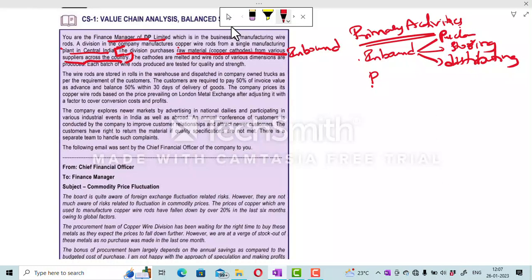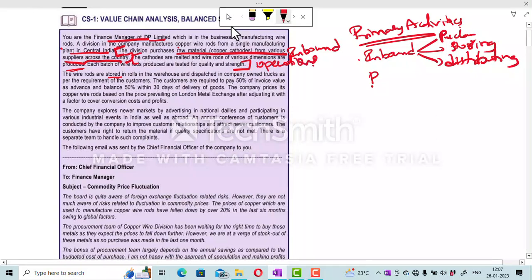Okay. The next one: the cathodes are melted and wire rods of various dimensions are produced. This is operations. Processing is done here. Each batch of wire rods produced is tested for quality and strength. Both come under operations only. The wire rods are stored in rolls, but again storage means it is outbound logistics. So only these two points are covered under operations.